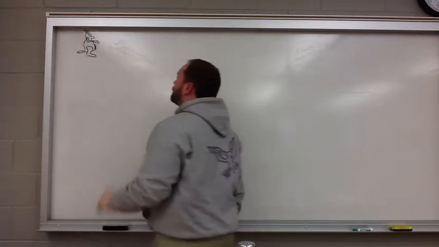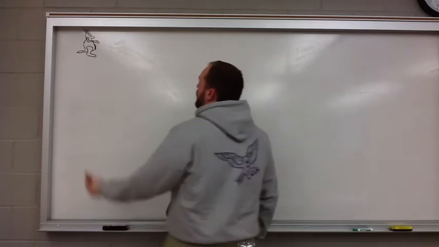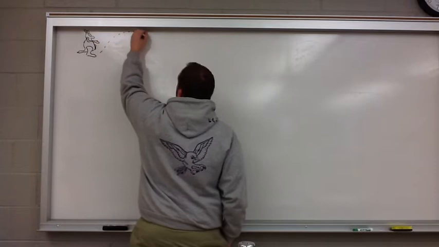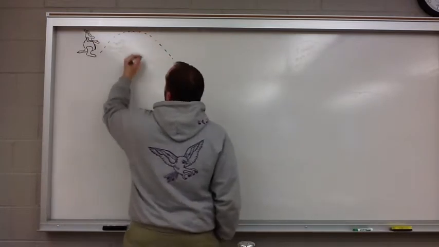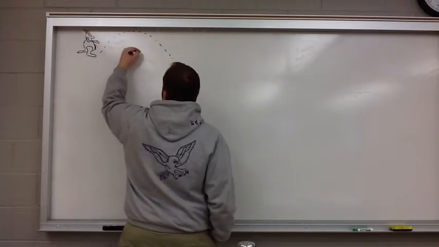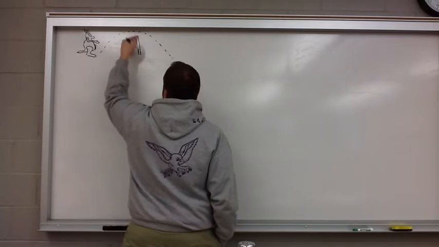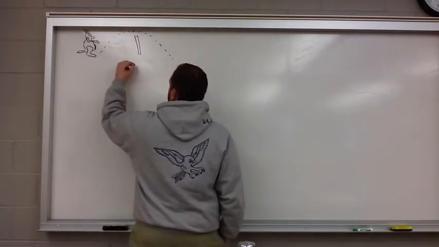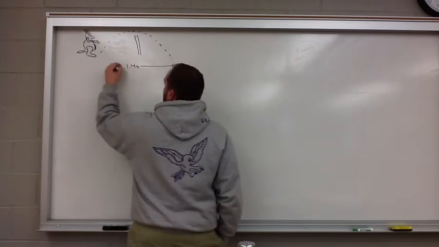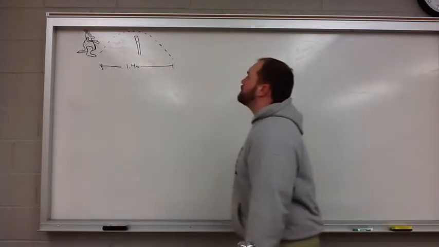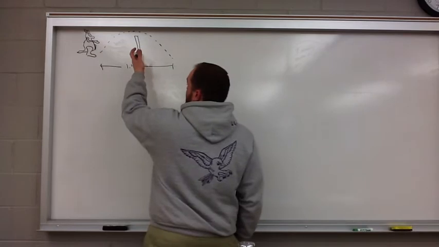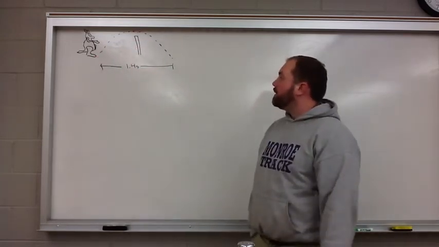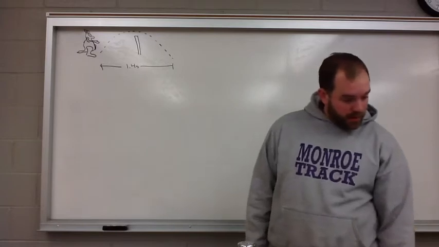But there's my kangaroo. So, the kangaroo is going to jump up over the fence and come back down. So we're going to assume that it clears the fence right there at the midpoint. And this whole thing takes 1.4 seconds. So we're going to say that it clears the fence at 0.7 seconds. So that's halfway through. Cool. What do we need to do?